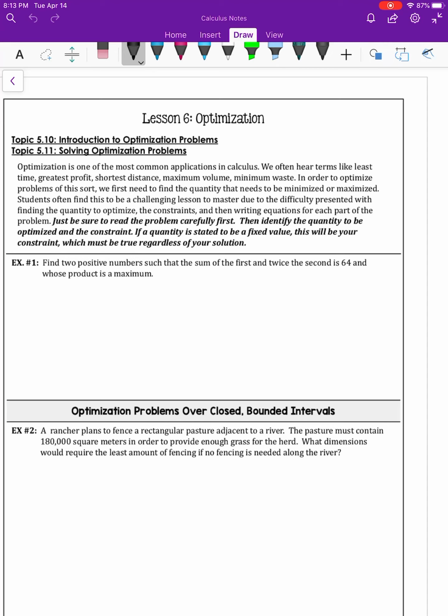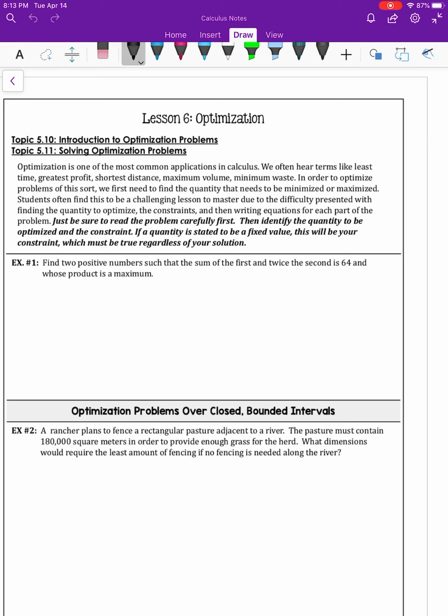Lesson 6, Optimization. Optimization is one of the most common applications in calculus. We often hear terms like least time, greatest profit, shortest distance, maximum volume, minimum waste. In order to optimize problems of this sort, we first need to find the quantity that needs to be minimized or maximized.